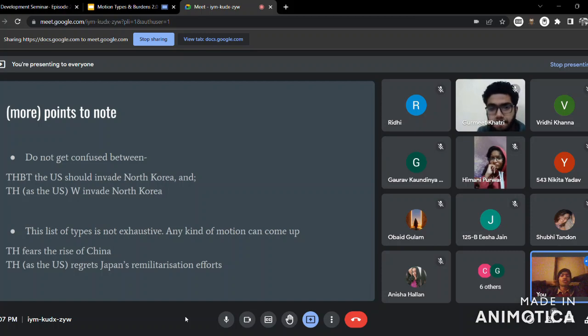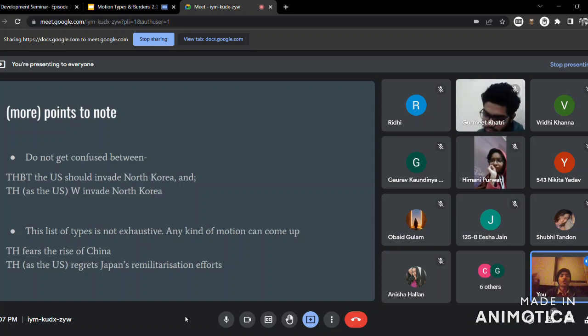Cool. This is the last slide. We're done with motion types and burdens. Just a couple of notes in general. A lot of the times people get confused between these two types of motions. This house believes that X should do Y, and the second is an actor motion. This house as X should do Y.